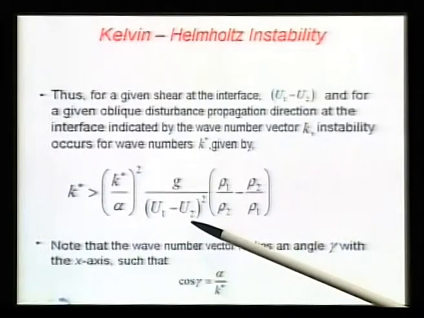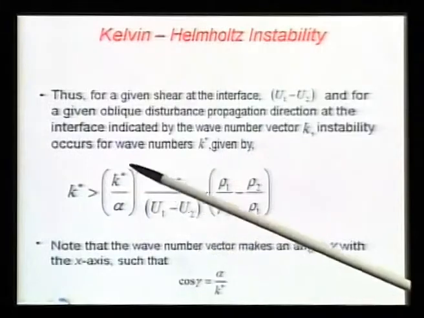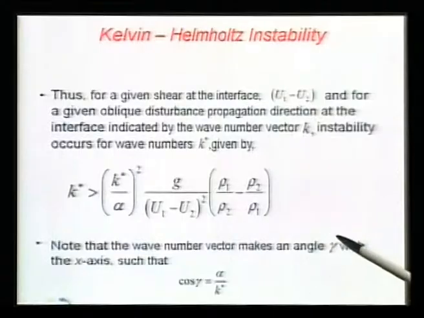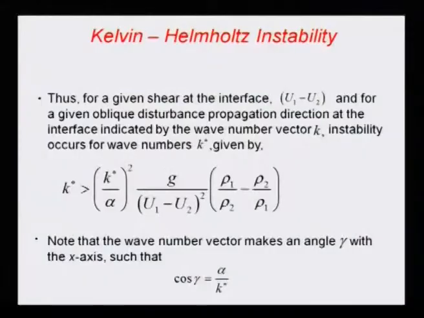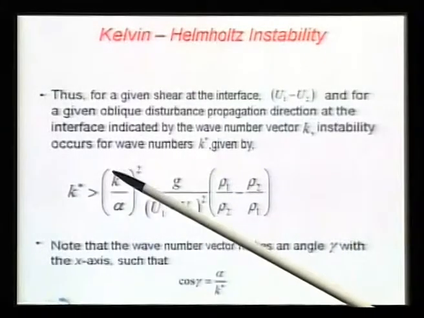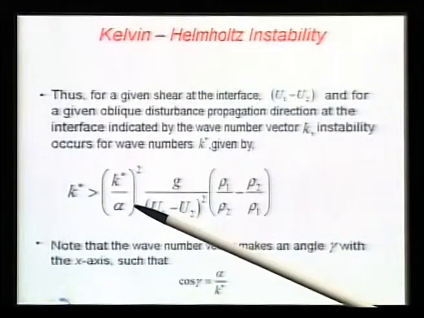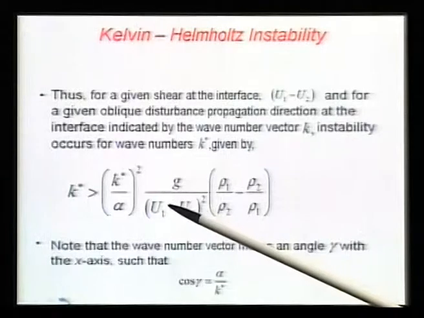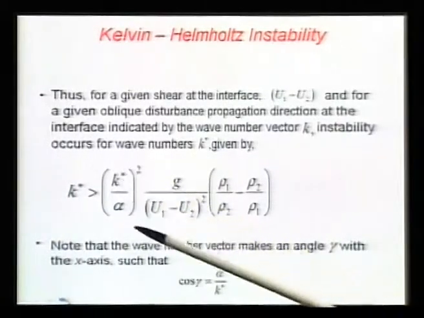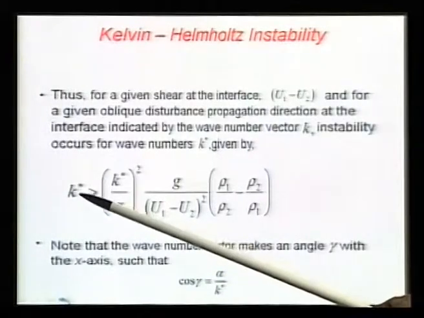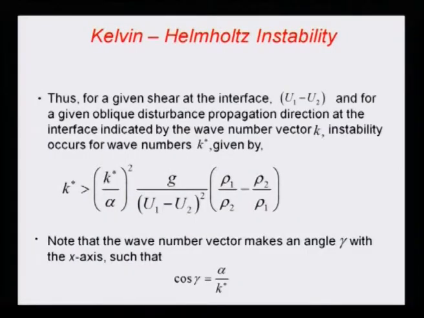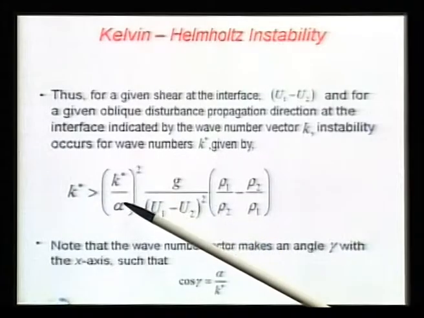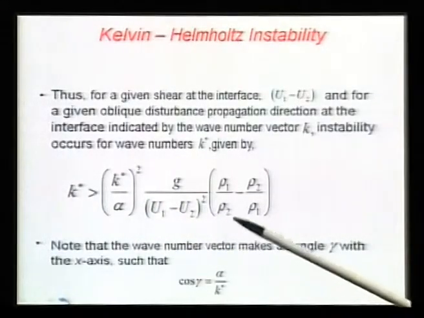So, what happens here? Look at this quantity. What is the angle between alpha and k star? If that is gamma, then cos gamma is alpha by k star. So, that is the reason I have put k star also on the right hand side, because this is essentially a geometric parameter, that is 1 over cos square gamma, right. So, I find that k star are those unstable waves which are greater than this for a given angle. So, for every angle gamma, I am going to get a different value of k star which is going to be unstable, right. For every propagation direction, oblique direction, we are going to find that out.